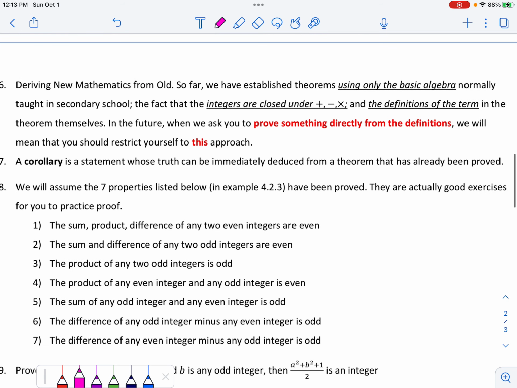We also use the definitions of the terms in the theorems themselves. So all those are the things that we used. We used nothing more than that. So in the future, when we ask you to prove something directly from the definitions, you just use those very basic things. You do not assume more than that. So you should restrict yourself to this approach.